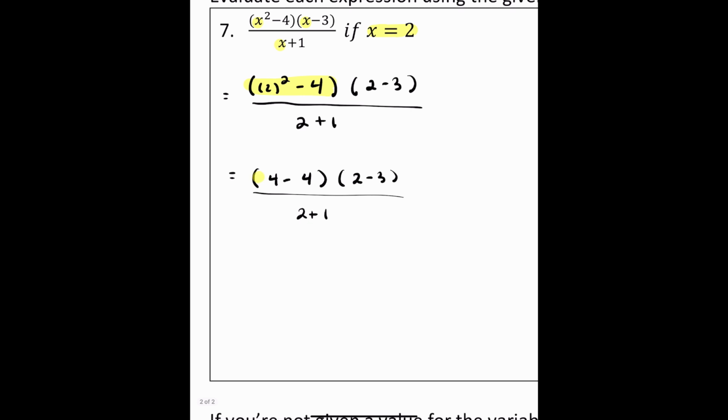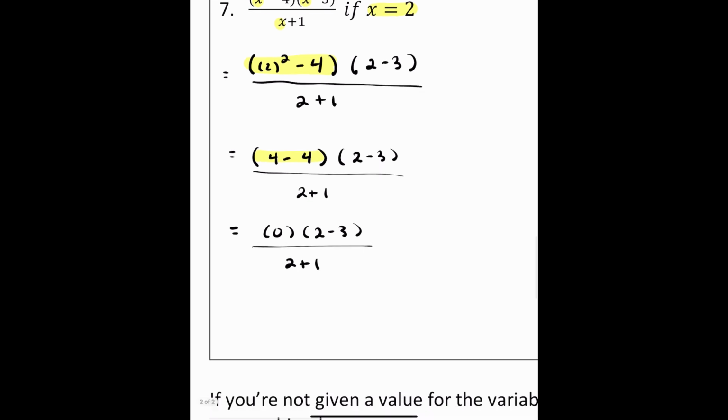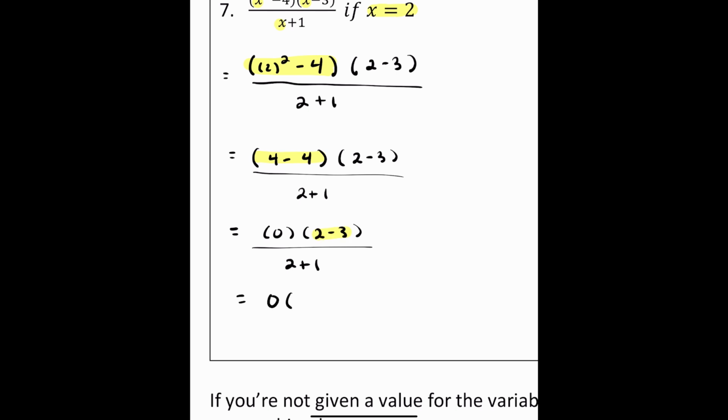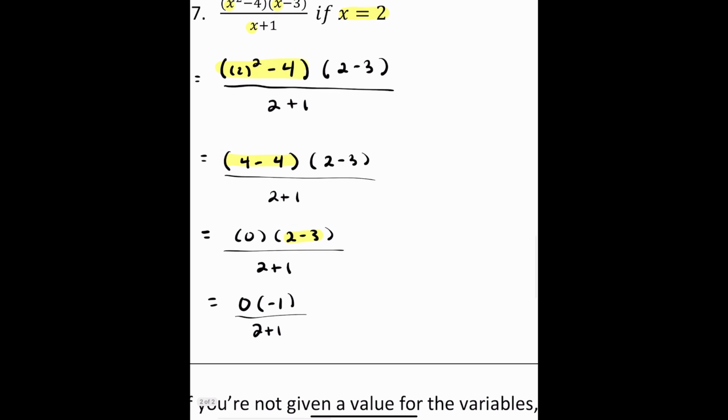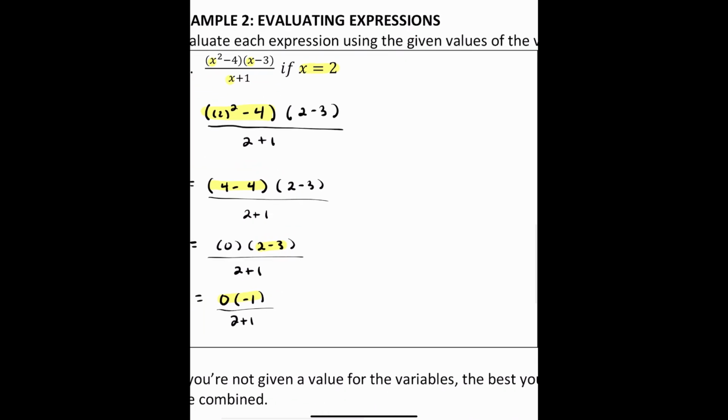And then I can go ahead and handle this stuff here. I have 4 minus 4, that's 0, times 2 minus 3 all over 2 plus 1. And then we can handle this stuff here, and that's equal to 0 times 2 minus 3, that's negative 1, all over 2 plus 1. And then I can go ahead and multiply. So then I have 0 times negative 1, that's 0, all over 2 plus 1.